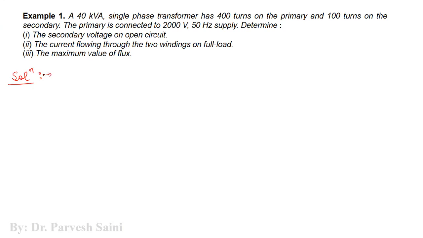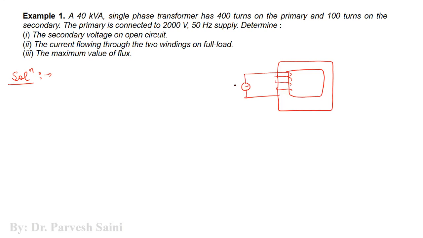Now in this particular numerical, let us draw the diagram first of all. So there is a transformer. Let us assume that this is a core type transformer. There are two windings. This is the primary winding which has a voltage source, a single phase 50 hertz supply, and then we have a secondary winding also. Now the number of turns at the primary are 400 and the number of turns at the secondary are 100. So now let us write what all parameters are given.